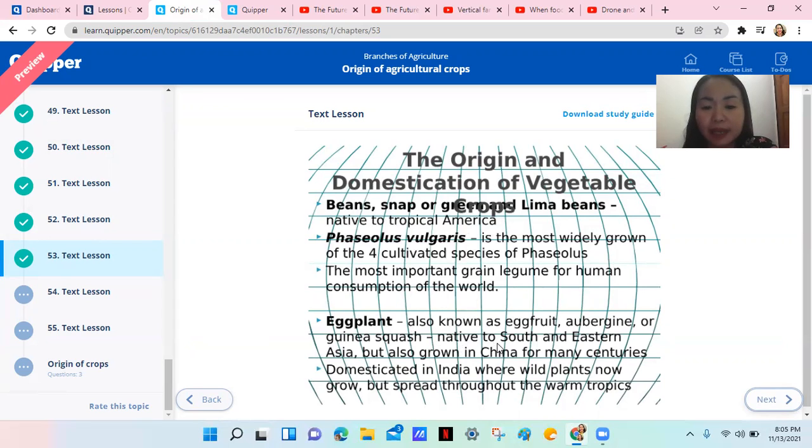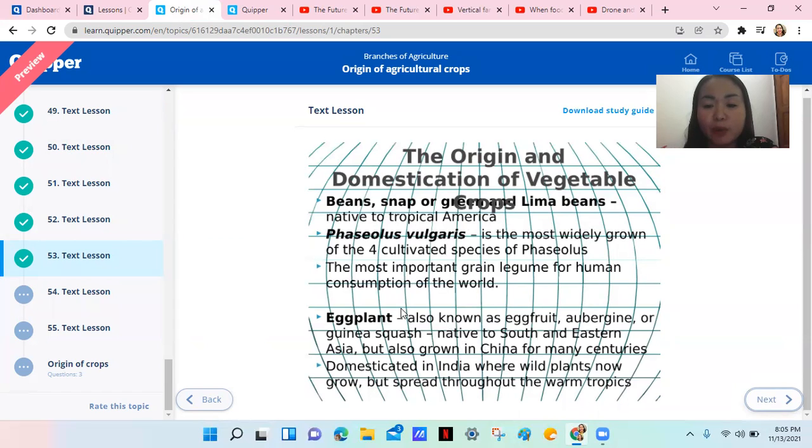We also have eggplant, also known as egg fruit or aubergine or Guinea squash. This is native to South and Eastern Asia, but also grown in China for many centuries. And that's quite surprising, maybe. It's also domesticated in India, where wild plants now grow and spread throughout the warm tropics.